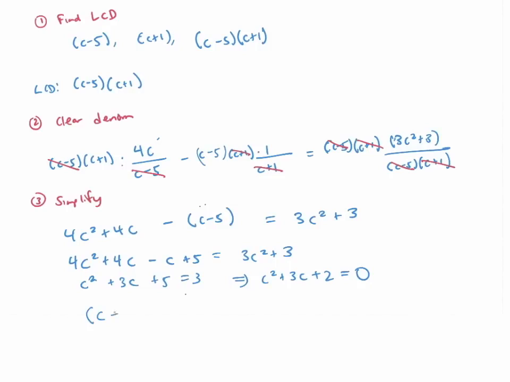So this factors to c plus 1 times c plus 2 equals 0. So either c plus 1 is 0 or c plus 2 is 0. So c equals -1 or c equals -2.